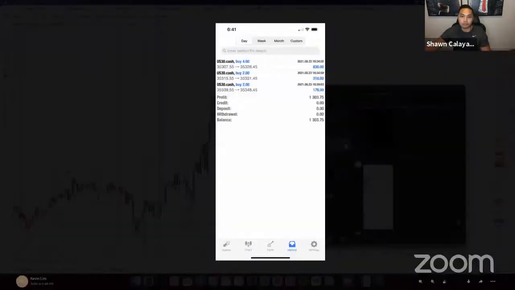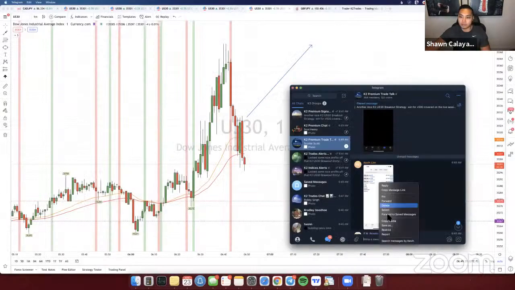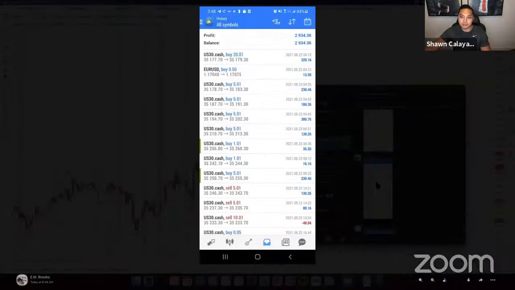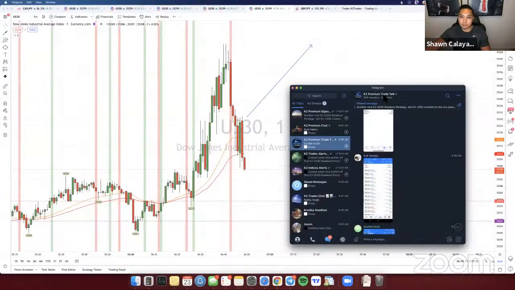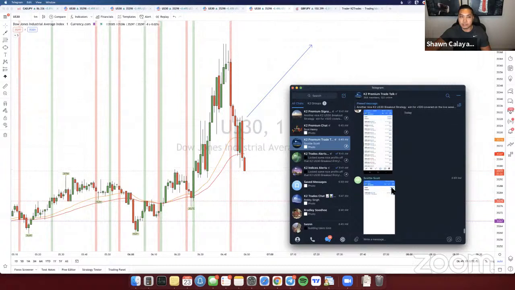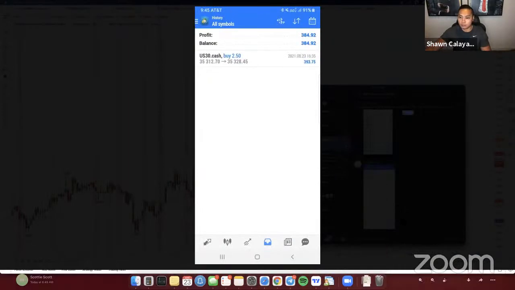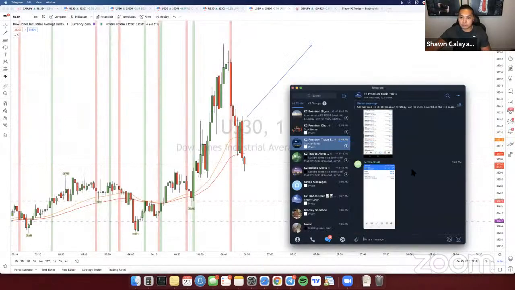Let's see, Kevin Lim over here with a total of 1,303. Great work, Kevin. EW locked in a total of 2,934. And you guys can see these are all different people. This is all in the premium chat. So if you guys are in the premium chat, you can see who's profiting and who's consistent every single day. Scotty over here locked in 384. Great work, Scotty. So that's everyone's profits for this morning.